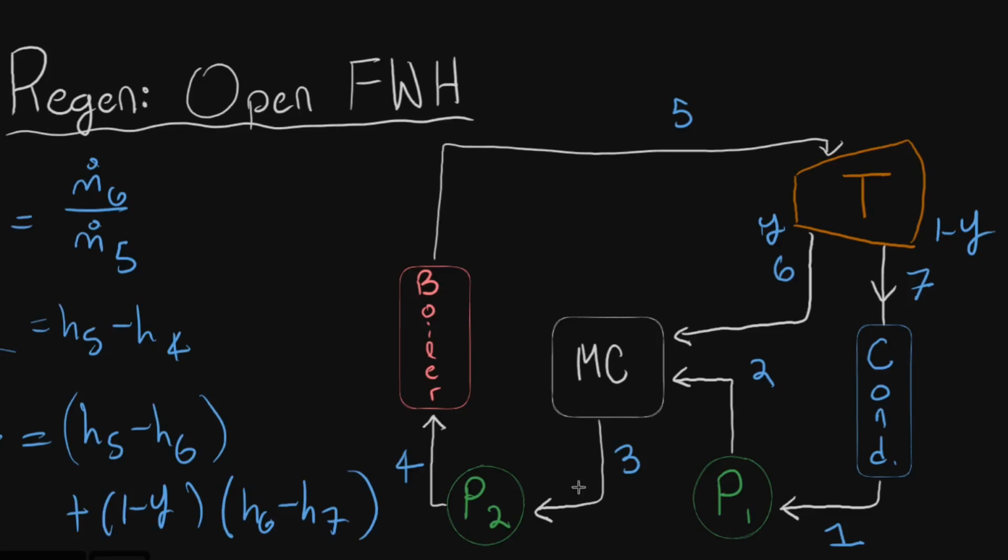So I know that per unit mass coming through the boiler, my output is going to be like H3 m dot 3, which is the same as m dot 5. And then I'll have a y.